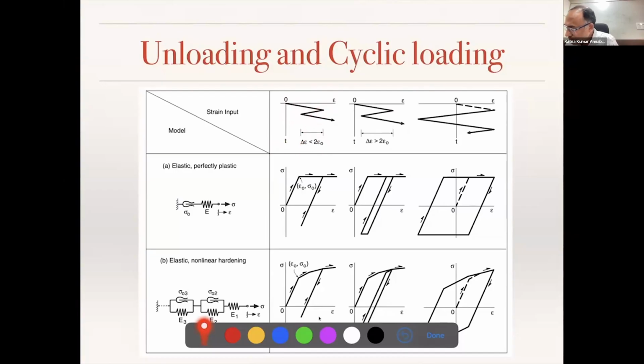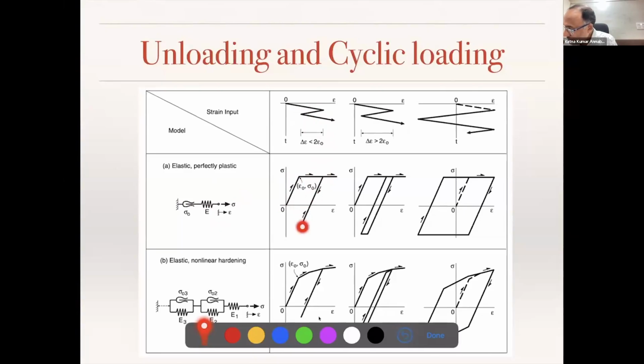What is epsilon naught? For example, if you take this material, for an elastic perfectly plastic material, let us say this is the epsilon naught, sigma naught point, that is your yield point. If you have loaded it up to some strain, let us say up to this strain, that means it has actually yielded. At that point, you have reduced the strain. That means you are unloading the system, so it will unload like that.